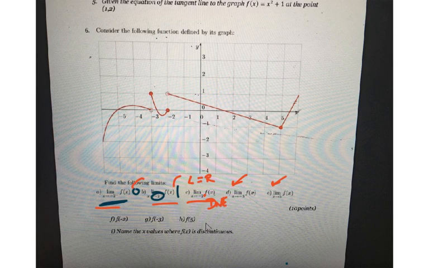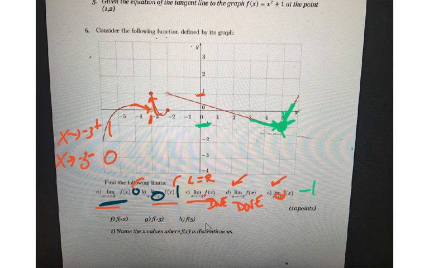So as x approaches -3, here's -3, right? From the left side, the function is getting close to 0. From the right side, the function is getting close to 1. So this would be D and E as well. Let's look at +5. Here's +5. Let me use a different color. As I approach +5 from the left side, it's getting close to -1. As I approach +5 from the right side, it's getting close to -1. So this answer is -1.